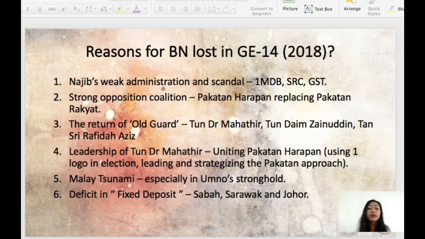And then fourthly, the leadership of Tun Dr. Mahathir, uniting Pakatan Harapan using one logo in the election, leading and strategizing the Pakatan approach. And then fifthly, the Malay tsunami, especially in UMNO's stronghold. UMNO itself has an internal issue. So this is one of the important reasons also for BN's loss in the general election, because they are not strong enough inside. There are a lot of internal issues. And then number six, the deficit in fixed deposit, especially in Sarawak, Sabah, and Johor.